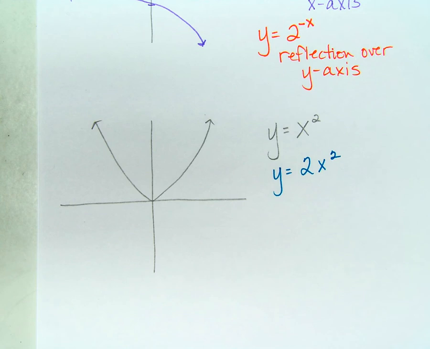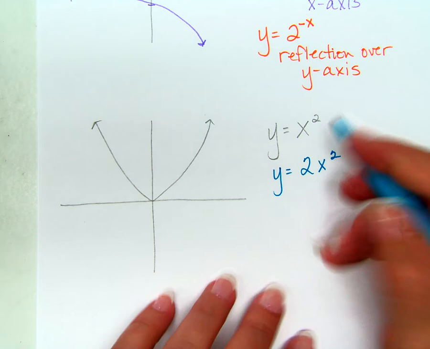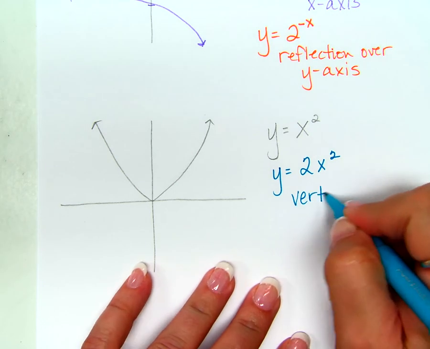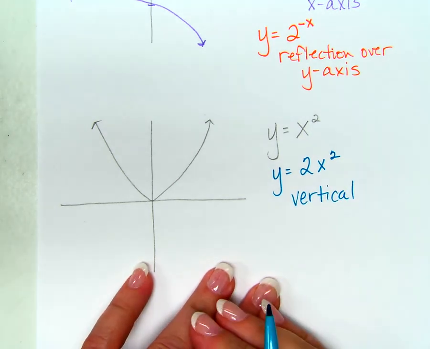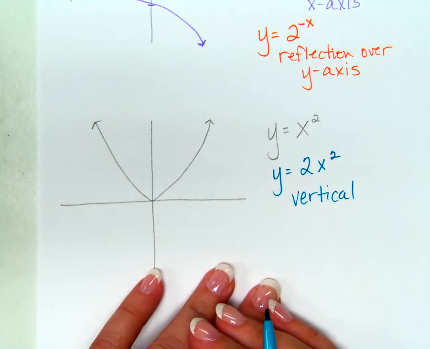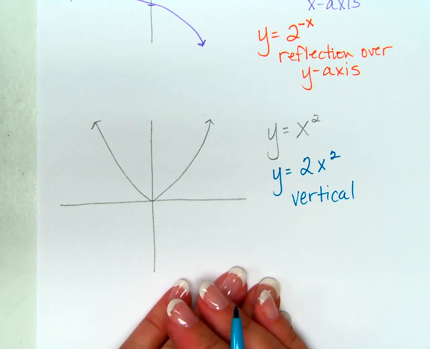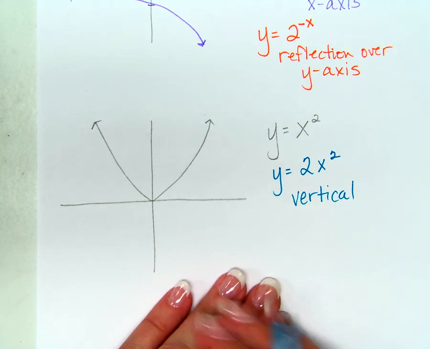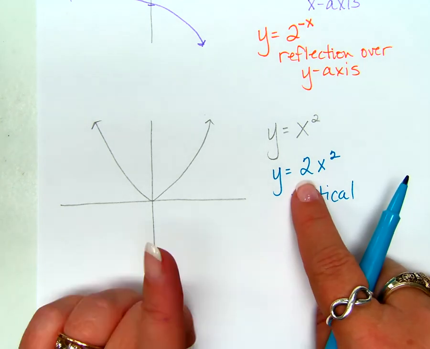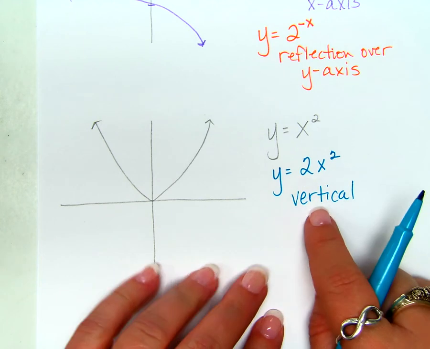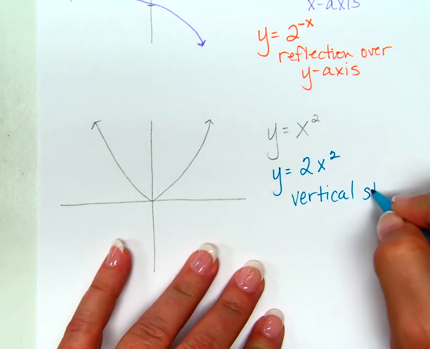Where is it? It's on the outside, so it's going to cause a vertical change. Is it being added or subtracted? No, it's being multiplied. So it's not a shift. Because it's a 2, and we'll get here in a second, so just trust me for now. Because it's a 2, it is called a vertical stretch.